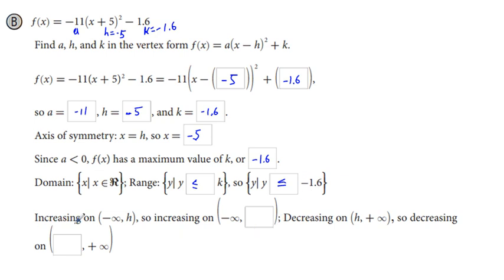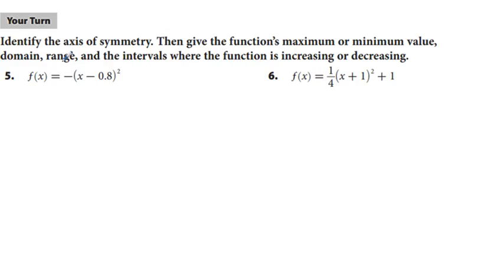And the last line here, increasing on negative infinity to negative 5, decreasing on h to positive infinity, so decreasing on greater than negative 5 to positive infinity. Your turn. Identify the axis of symmetry, then give the function's maximum or minimum value, domain, range, and intervals where the function is increasing or decreasing.